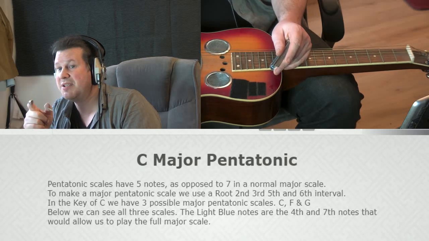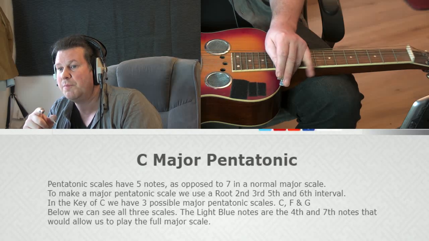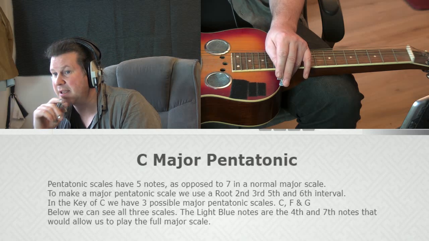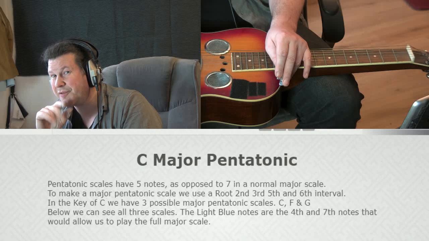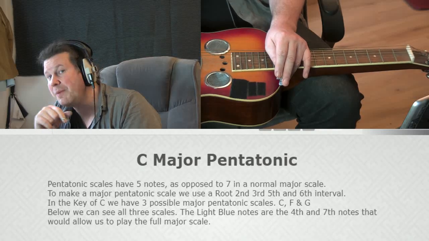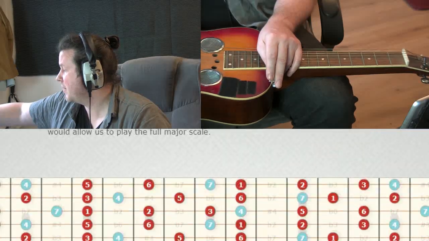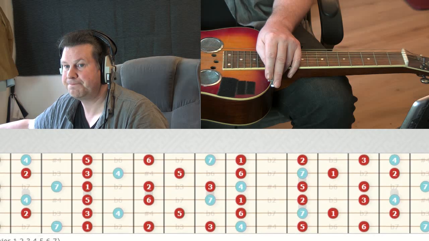Below on this page, we'll see all 3 scales. The light blue notes, as we saw in the previous one, denote notes that aren't used in the pentatonic scale. Previously, I only had the triads, the 3 notes, 1, 3, and 5 highlighted. Here, I'm going to have the whole pentatonic highlighted, but there'll be 2 blue notes that are the notes that we're missing out. So here was that first scale.